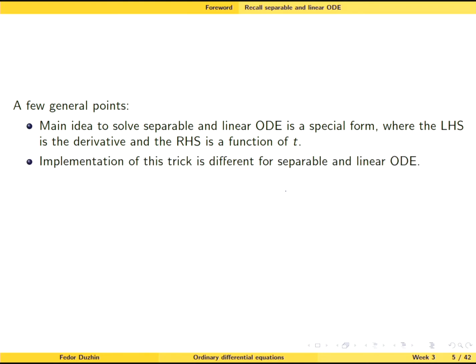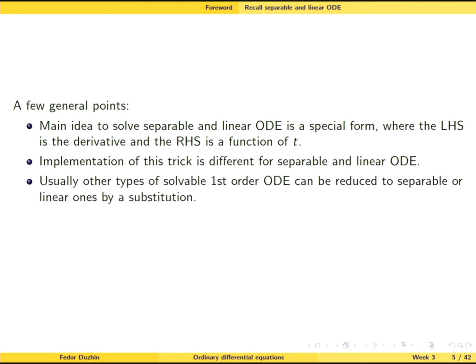Well, the exact implementation of the trick is different. It depends on the class of the equations that you are considering, and there do exist other types of first order differential equations that can also be solved directly. For instance, homogeneous, exact, and Bernoulli differential equations, but we have not covered them in this class. Well, the reason is that if you need to solve such an equation in practice, then it's always easier to do it on a computer.